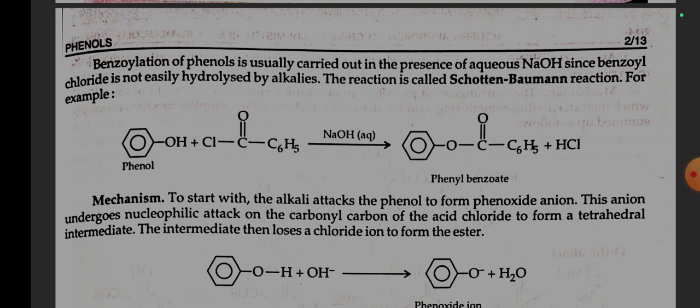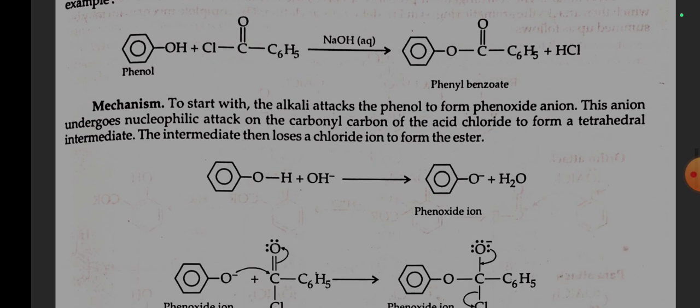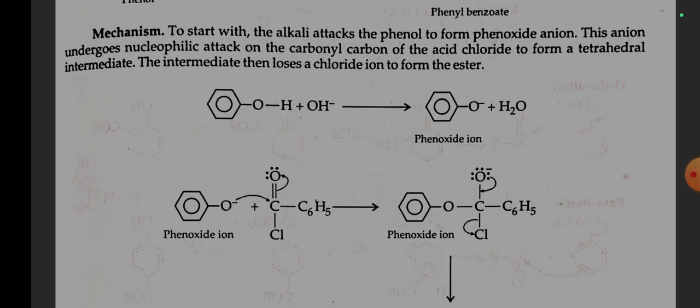Benzoylation of phenols is usually carried out in the presence of aqueous NaOH, since benzoyl chloride is not easily hydrolyzed by alkali. The reaction is called the Schotten-Baumann reaction. Mechanism: to start with, the alkali attacks the phenol to form the phenoxide anion. This anion undergoes nucleophilic attack on the carbonyl carbon of the acid chloride to form a tetrahedral intermediate. The intermediate then loses a chloride ion to form the ester.